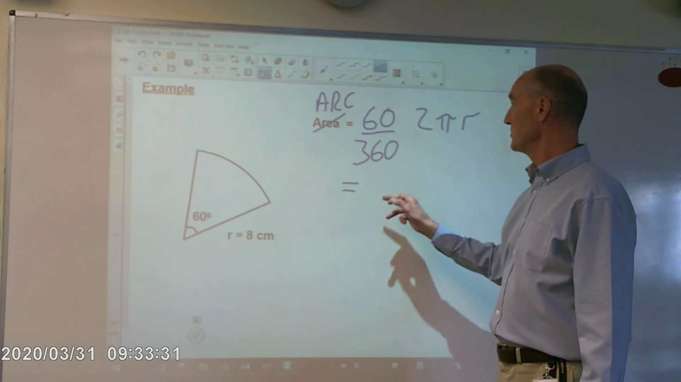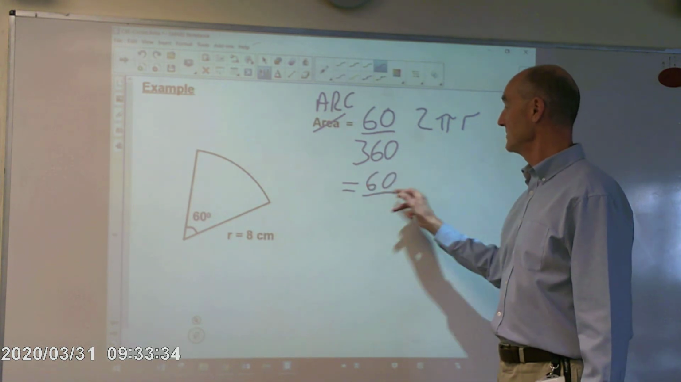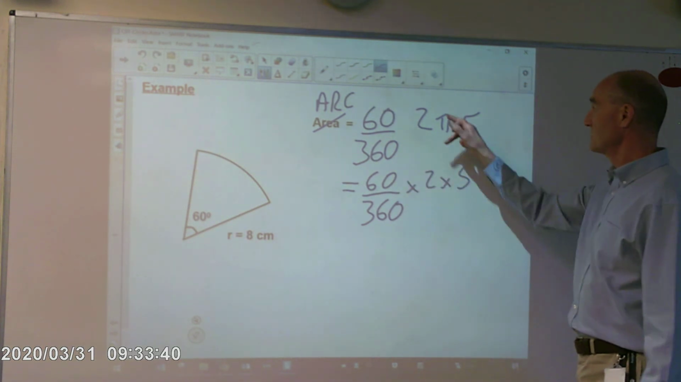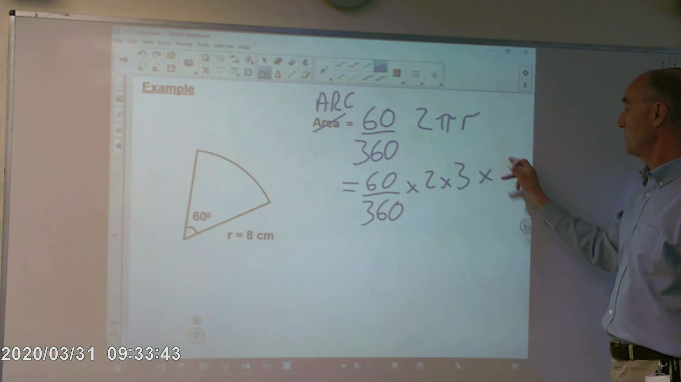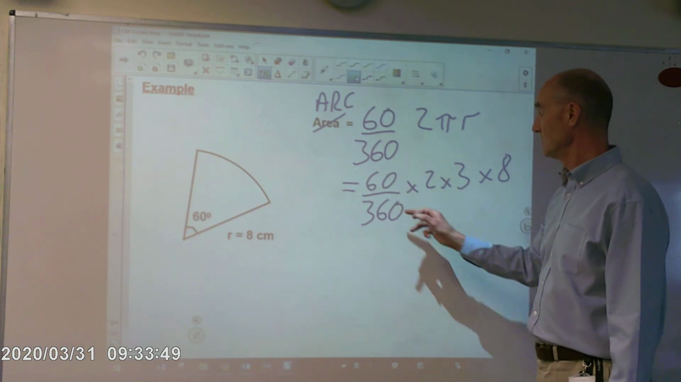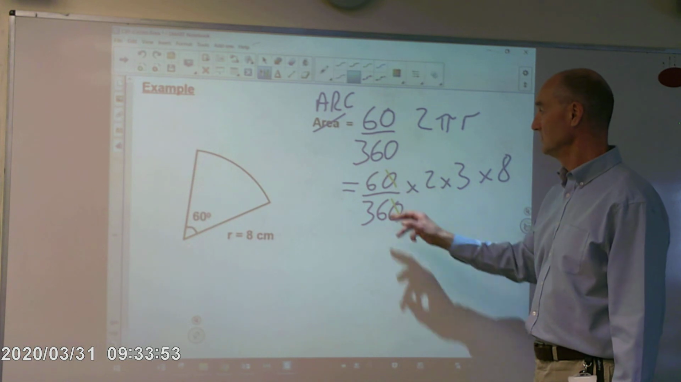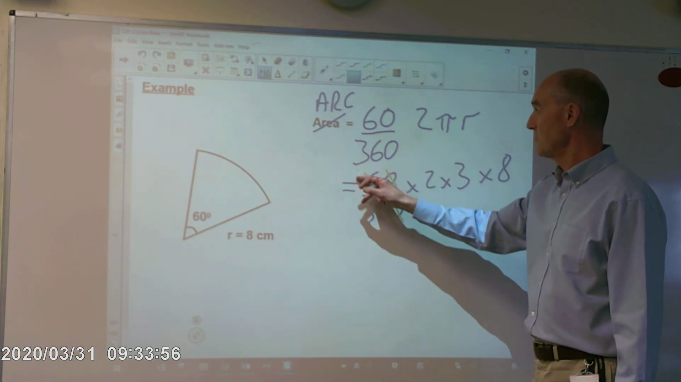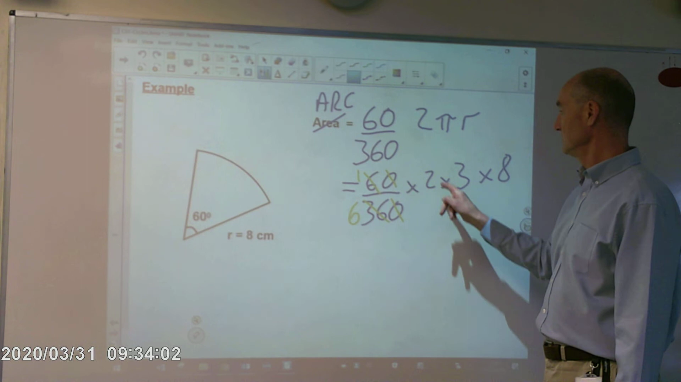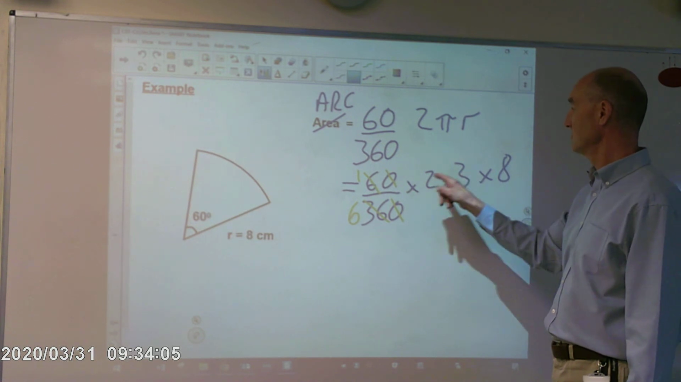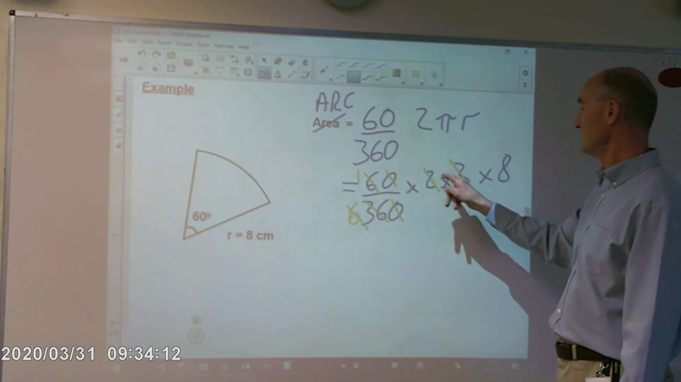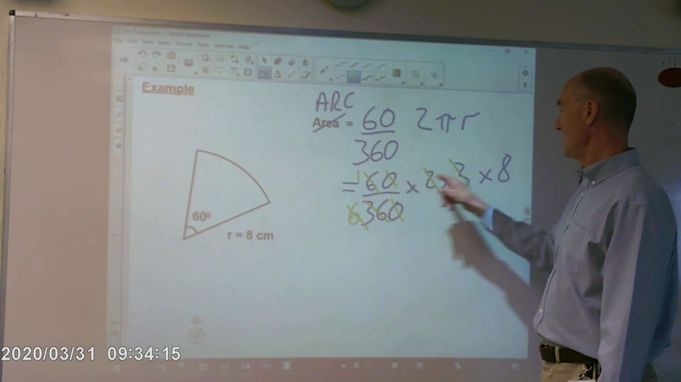So let's put our numbers in there. 60 divided by 360. Multiplied by 2, multiplied by 3, so I'm taking the value of pi of 3, multiplied by 8. Let's do some cancelling down to make our calculations easy. Cancel out a zero and a zero. Six goes into six one time. Six goes into 36 six times. What's two times three? Two times three is six. Cancel those out there, and we're just left with eight. Everything else is cancelled out.